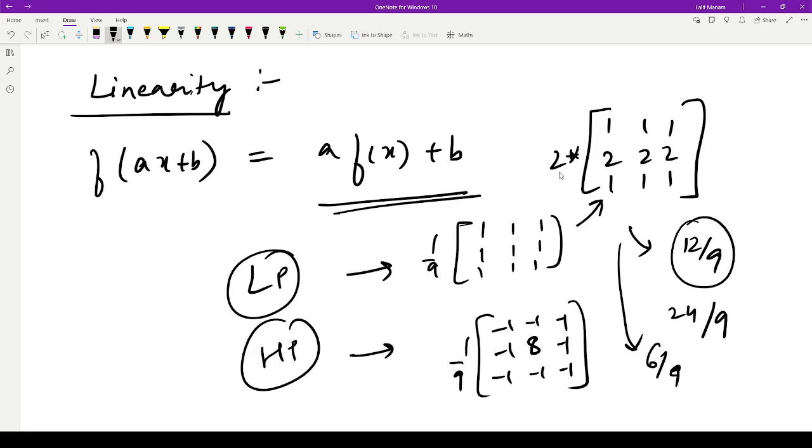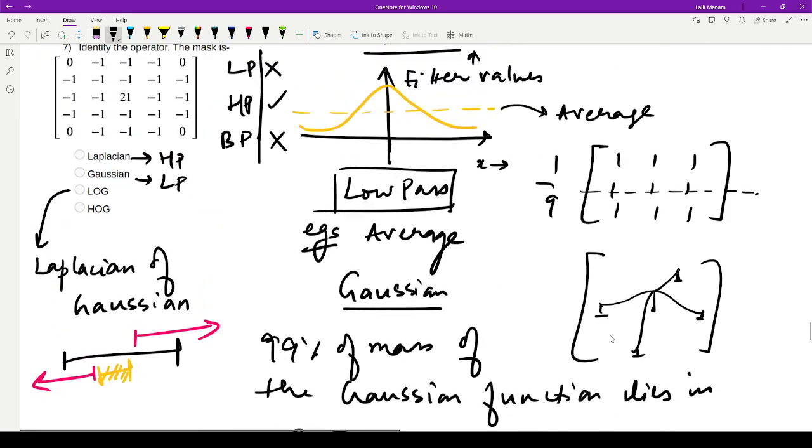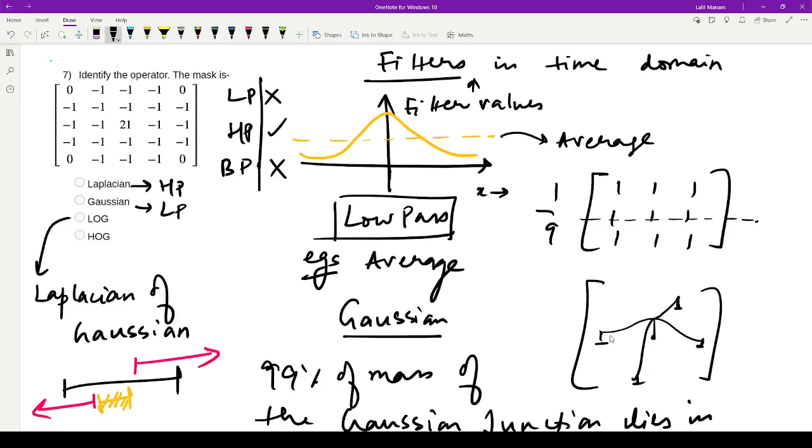So if we now multiply by 2, what will it be? 12 by 9. Yes. It doesn't matter what filter it is. All these filters are linear. Low pass, high pass, band pass. What you're actually doing is just multiplying these individual elements with the individual elements of the image and then trying to evaluate the answer. That's it. So all filters are linear here. At least, whatever we are discussing. I'm not saying that all filters are linear.